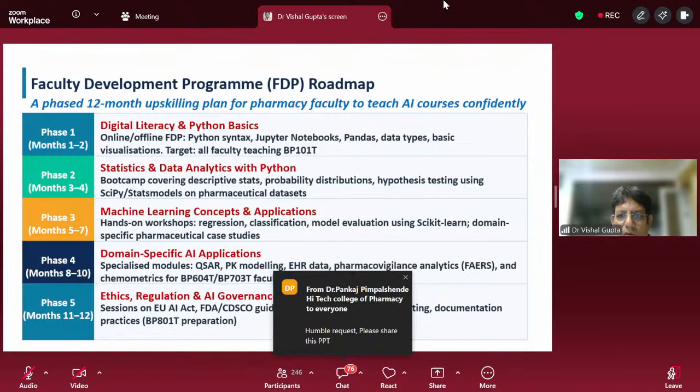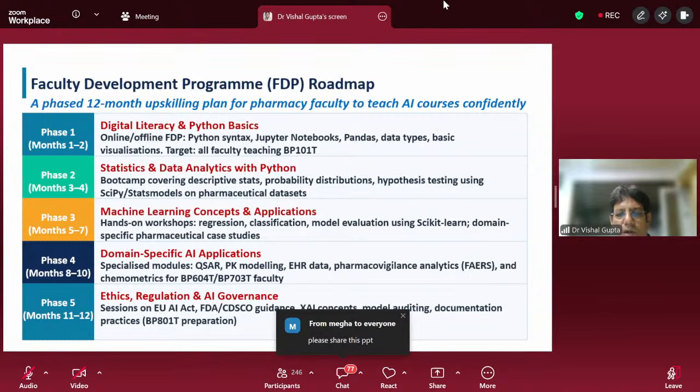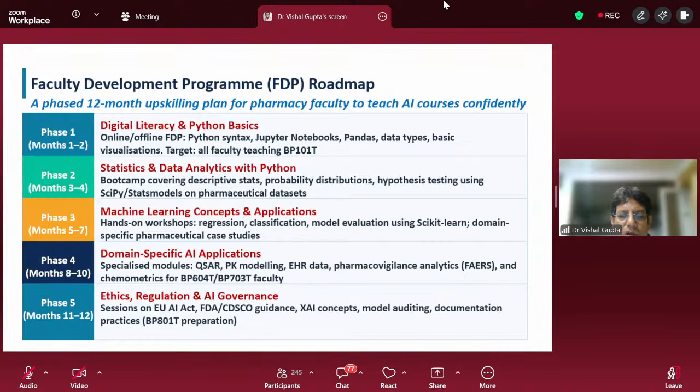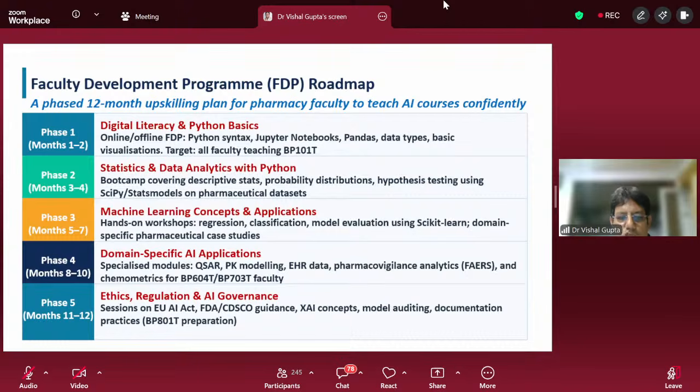It can be done by online or offline mode, and these are the topics which can be done. Phase 2, in the next couple of months, the faculty should be trained in statistics and data analysis with Python. Machine learning concepts and applications, and a hands-on workshop is very, very essential because this cannot be taught theoretically. You have to really practically do and understand it. In phase 4, domain-specific AI applications, in specialized modules, depending on the specialization of the 5 different subjects, can be done separately. For ethics, regulation, and AI governance, bring in global leaders and global regulatory officers on board, and ensure learning from them.